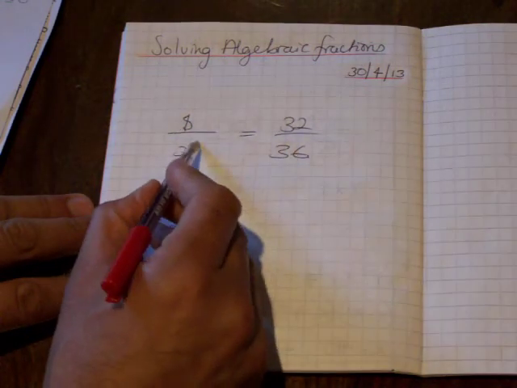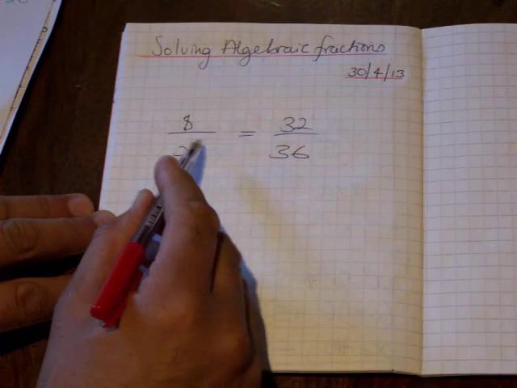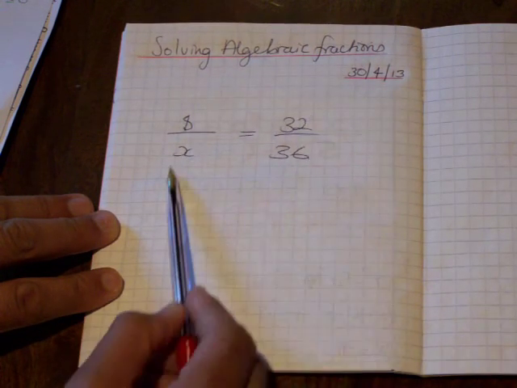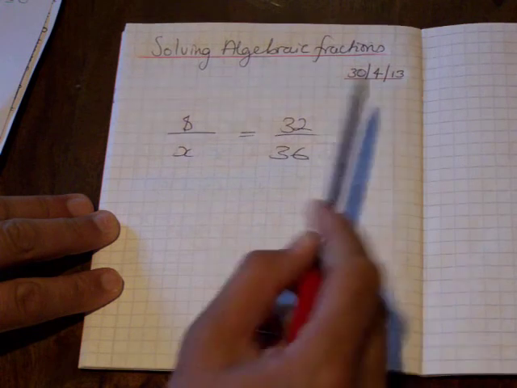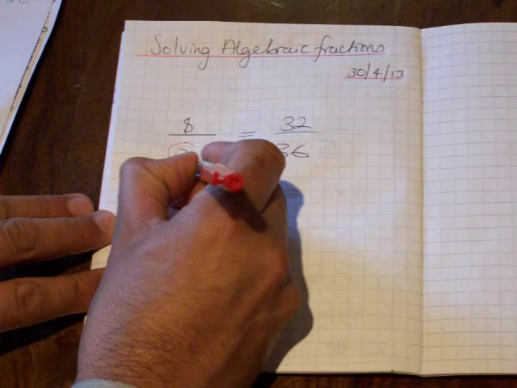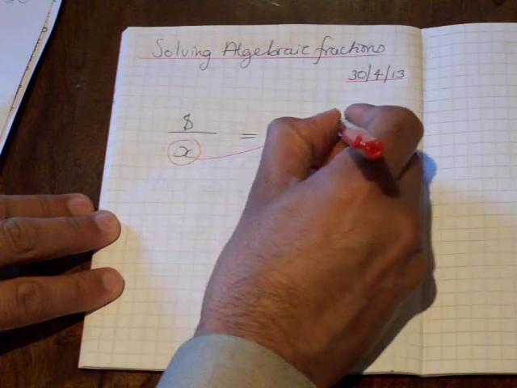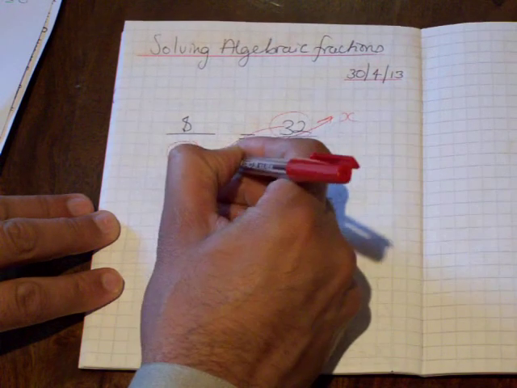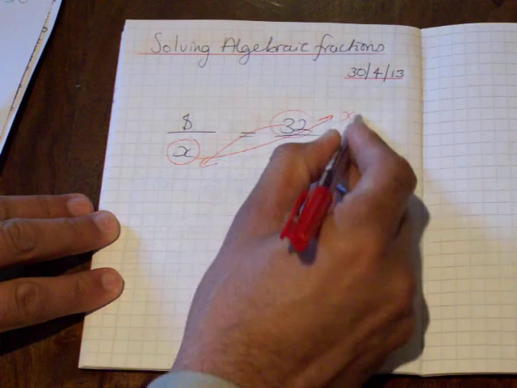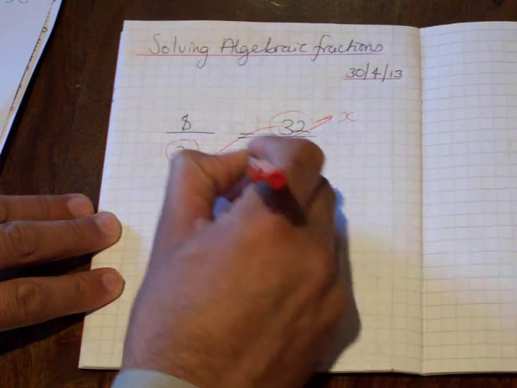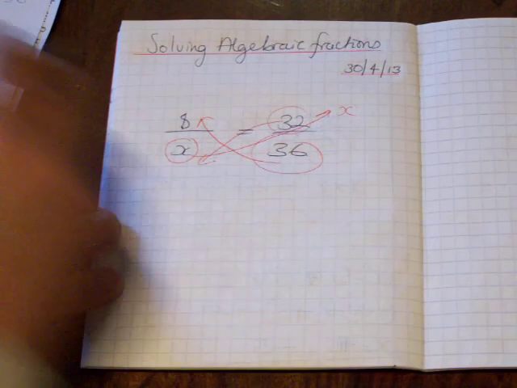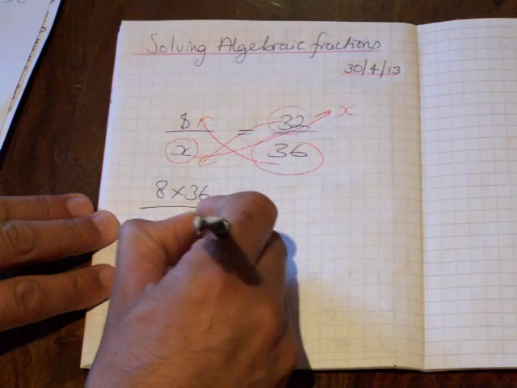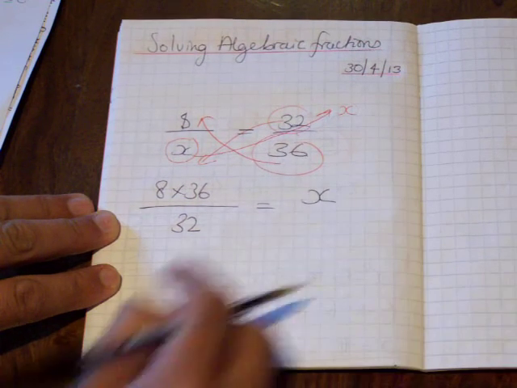Now, the x being on the bottom is in the wrong place. In order for us to solve this algebraic equation, the x must be on the top, either on this side or on that side. So we are now going to cross multiply. Opposite of divide by x is times by x. Opposite of 32 times by x is divide. And opposite of all of this divide by 36 is times. So we have now 8 times by 36 over 32 is equal to x.